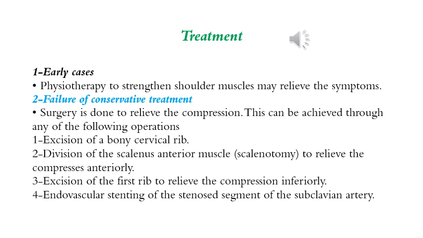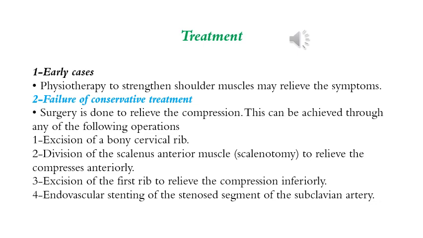Division of the scalenus anterior muscle, وليس posterior, anterior scalenus muscle, يسموها scalenotomy, to relieve the compression anteriorly. إذن scalenus anterior muscle هي من the anterior boundaries of the scalenus triangle. Excision of the first rib to relieve the compression inferiorly. Then, the first rib, we can imagine, is the inferior border of the scalenus triangle. بينما كانت الاسكلينيس انتيريور تمثل الانتيريور border. والاسكلينيس ميديس كان يمثل ايش؟ البستيريور.